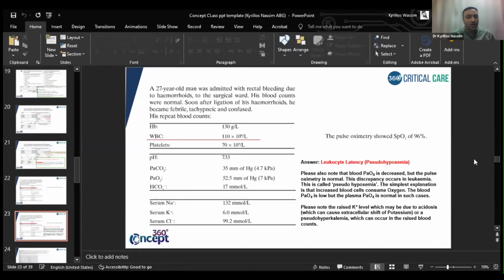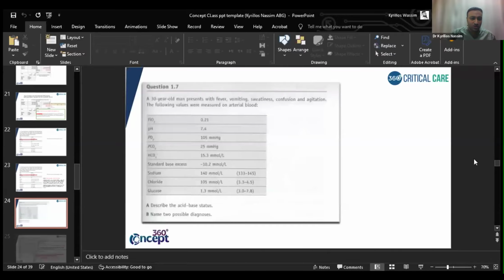This discrepancy occurs in leukemia. This is called pseudo hypoxemia. The simplest explanation is that the increased white blood cells consume a lot of oxygen. The blood PaO2 is low, but the plasma O2 is normal in such a case. Please also note the potassium here is 6, which may be due to acidosis, due to extracellular shift of potassium, or pseudo hyperkalemia, which occurs with raised blood counts, which we have here with the white blood cells.